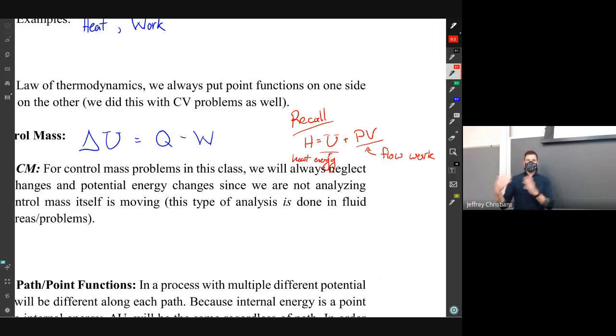So when we had a control volume, we always had stuff going in and out. That's why we always had that PV term. In a control mass, we don't ever have stuff coming in and out because we defined our system so that that doesn't happen. We're looking at a set amount of stuff. So that's where the difference is. The take home is U goes with control mass, H goes with control volume.